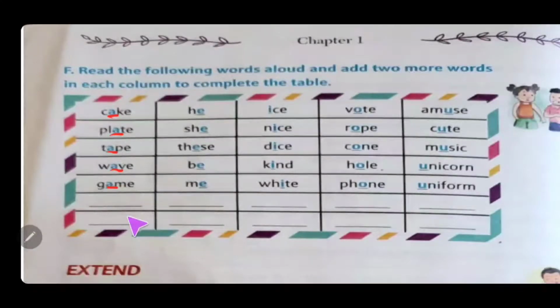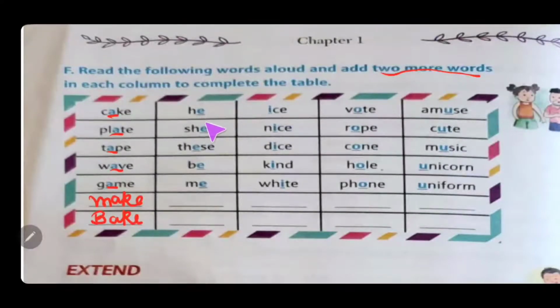So what we have to do is write 2 more words, right? So one word can be make, and the other word can be bake. So the words are cake, plate, tape, wave, game, make, bake.